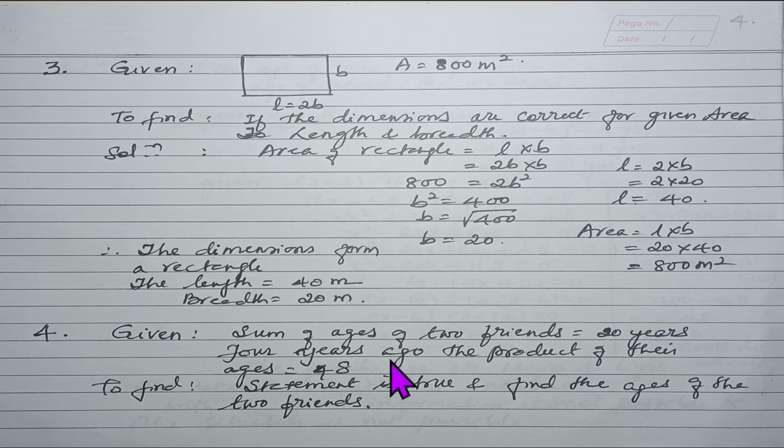Now the next example is: the sum of the ages of two friends is 20 years. 4 years ago, the product of their ages was 48.